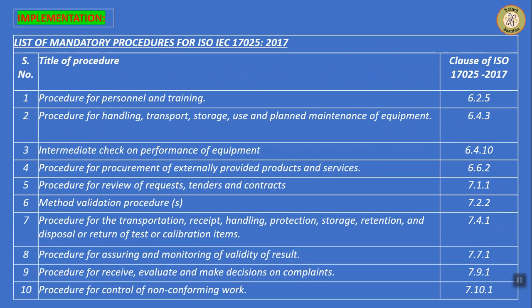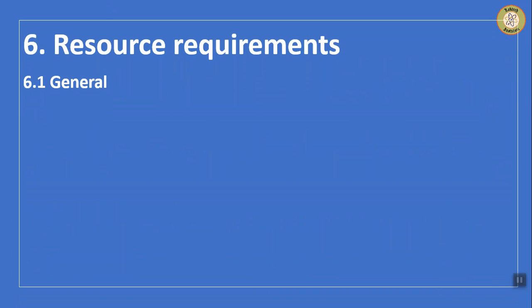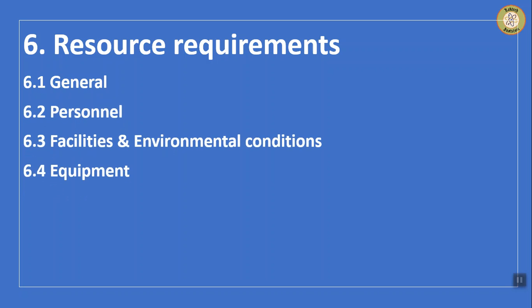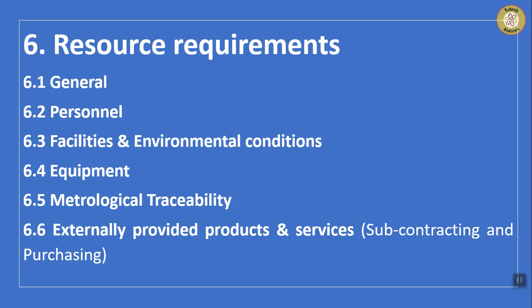Then here is the list of the mandatory procedures. You can see that very few system procedures are called for in this laboratory accreditation process. Then the resource requirements, section 6. In section 6 itself there are 6 subsections: general, personnel, facilities and environmental conditions, equipment, metrological traceability, and externally provided products and services, which covers subcontracting and purchasing.